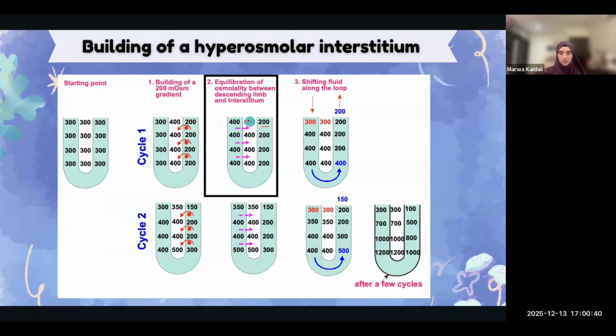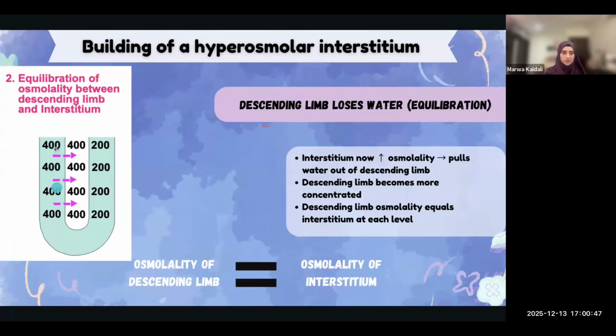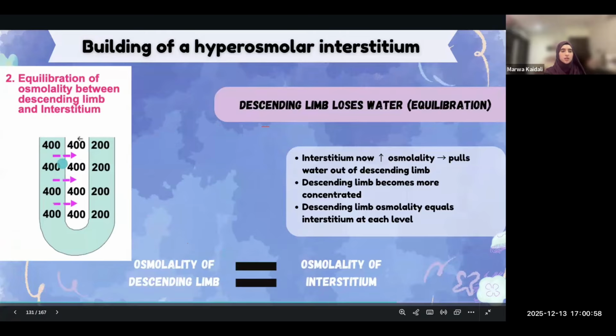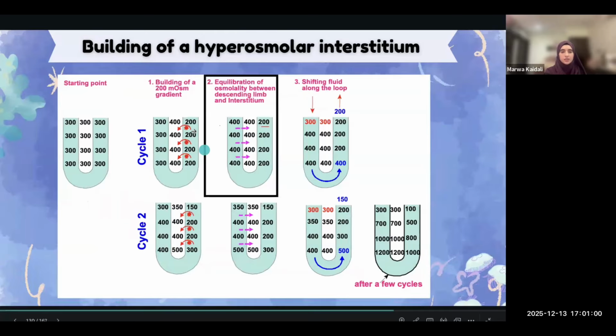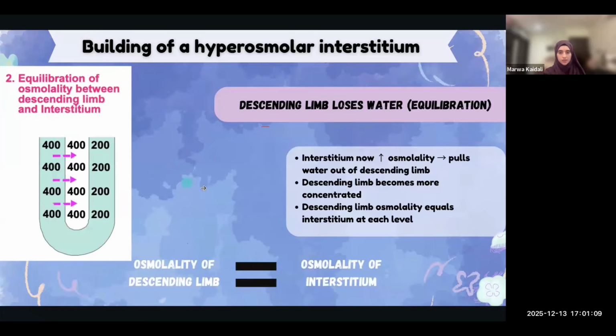Step number 2, as I just explained, is to reabsorb water through the descending loop. So the goal of the second step is to actually equalize the osmolality between the descending loop and the interstitium. When we reabsorb water, we're going to have an equal osmolality on both sides. As you can see, osmolality is equal from both sides. Previously, the interstitium was hypertonic, so it wants to pull in water, and it did that through the descending loop because the descending limb is permeable to water. Okay, so this is it for step 2.